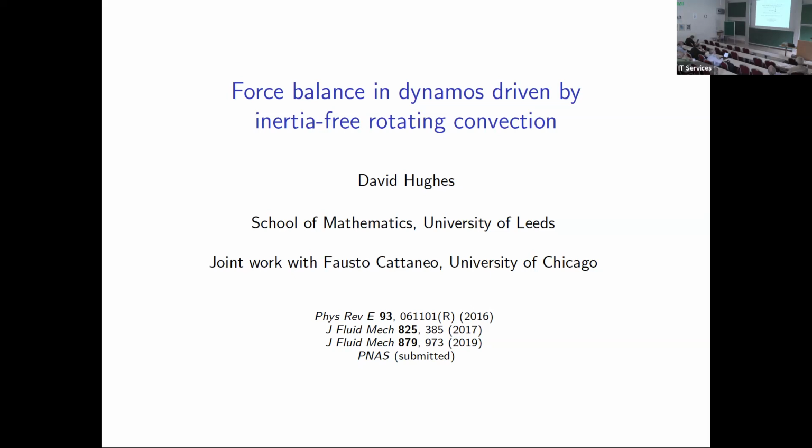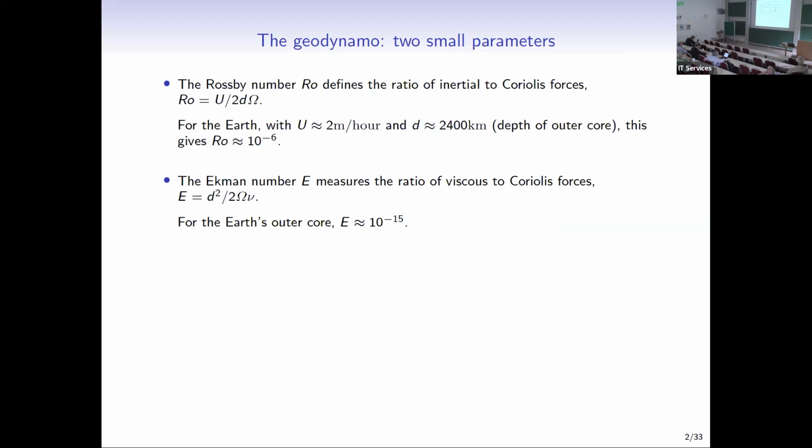And the force balance one is really this one, the second JFM one. Okay. So I should mention the main thing that we're going to do, which is inertia-free dynamos. Okay, and I'll explain what that means when we come to it.